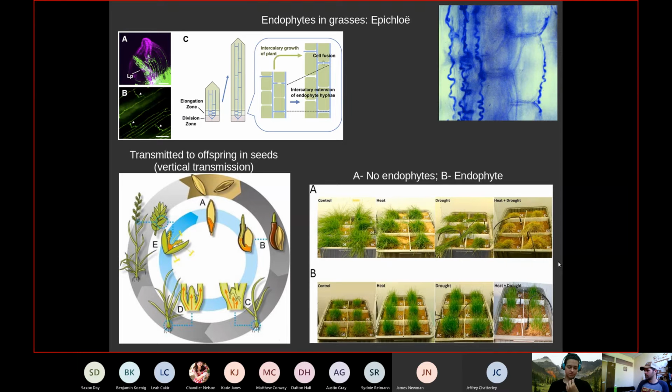Grass seems to do better under undesirable conditions with the endophytes. That endophyte is doing something very good for that grass. Absolutely. It's conferring heat resistance, drought tolerance, and even a combination of heat and drought. The grass is doing better when it has that endophyte.